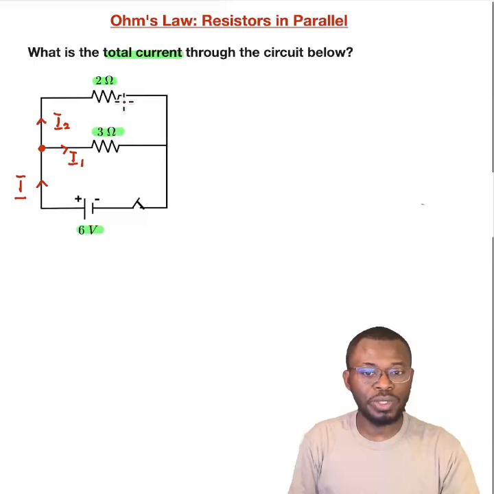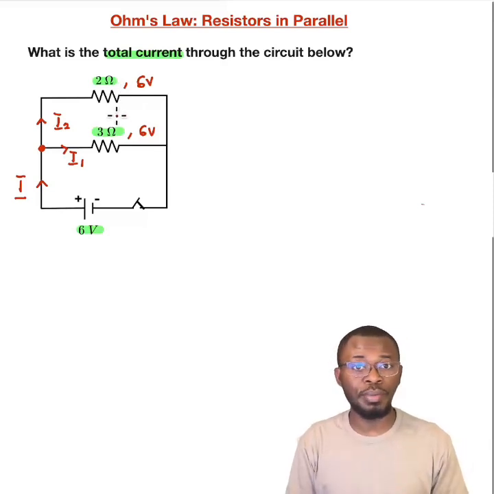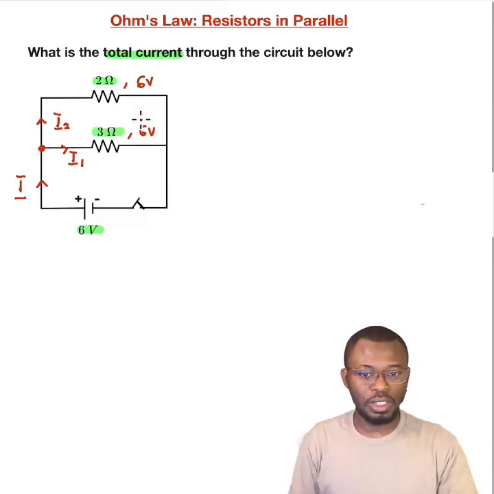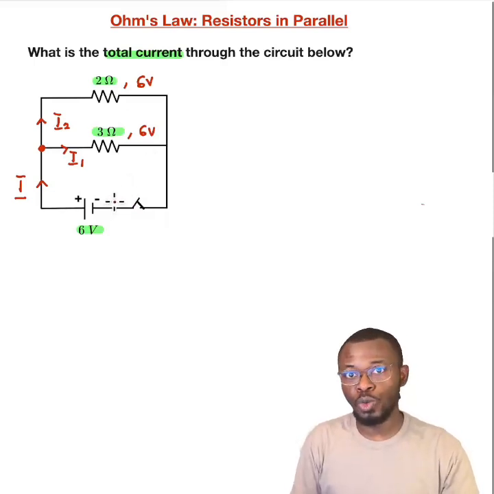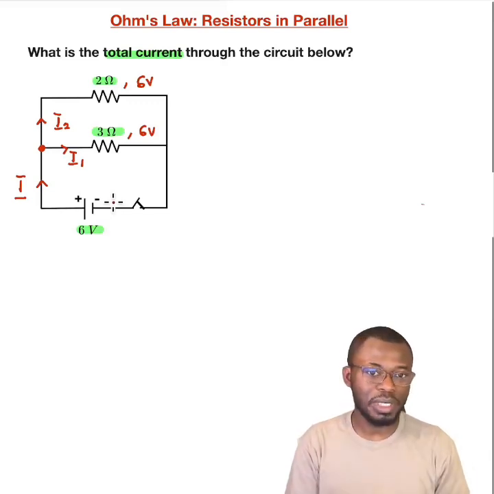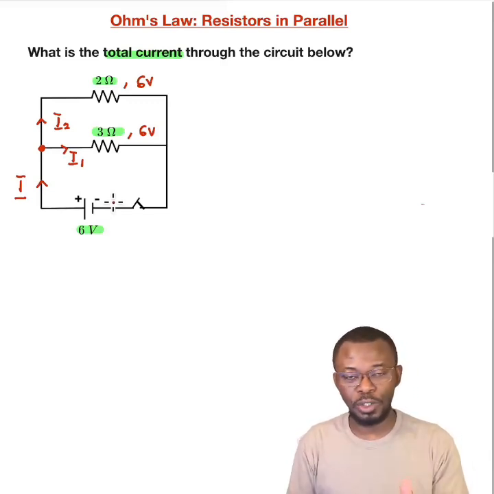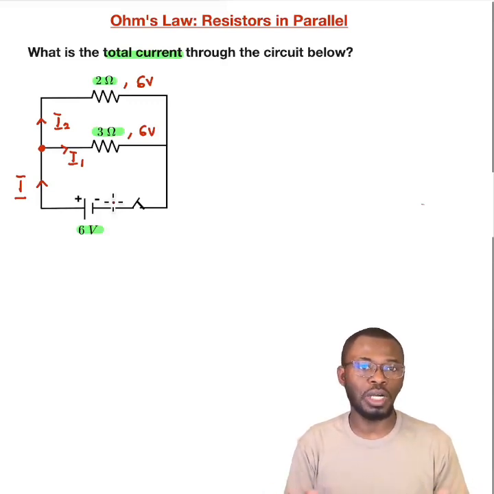Since these two resistors are in parallel, there is the same potential difference across each of them. So the potential difference across the 2 ohm resistor is going to be 6 volts, as well as across the 3 ohm resistor, 6 volts. The voltage across each of them is the same because they are in parallel. This is all we need to know for this circuit. To solve the total current, there are two approaches, and I'm going to show you the simplest and most straightforward approach. After solving this, if you know the second approach, you can comment it down below. We can have a discussion about that.